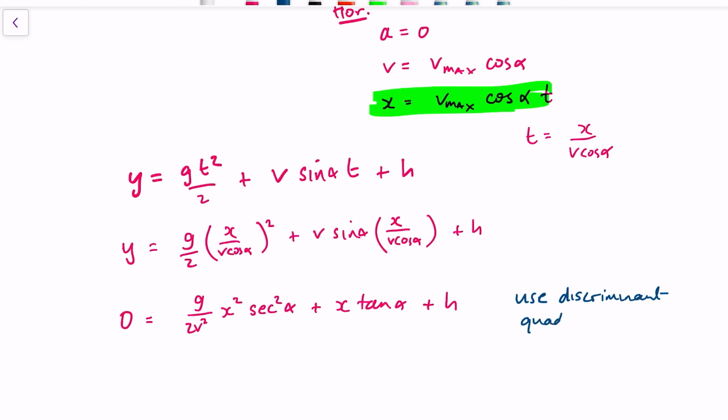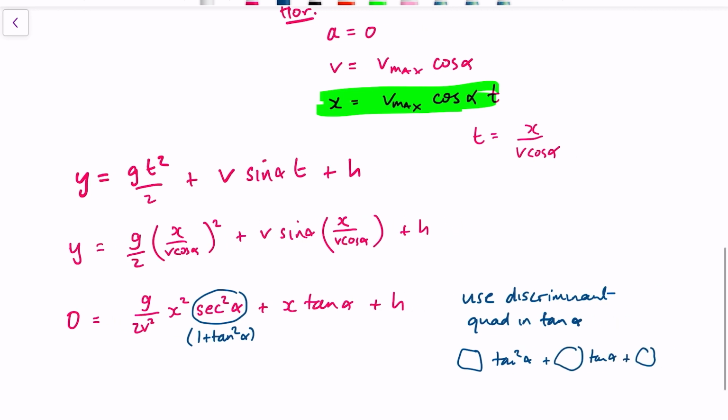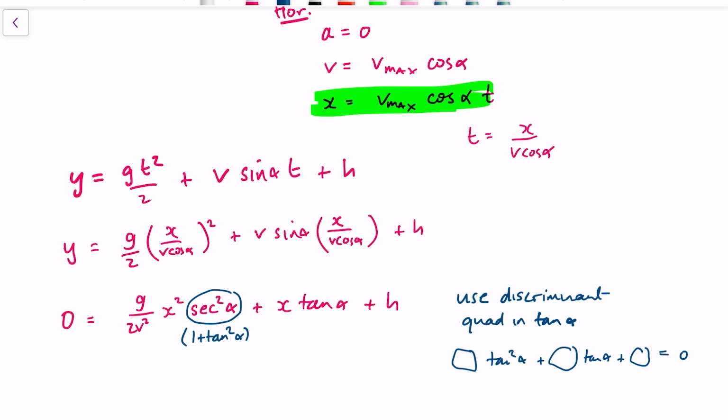It's a quadratic in tan of alpha, because we can replace the sec squared part with 1 plus tan squared, and then write it as something tan squared plus something tan plus something equals 0, and then use the discriminant. The discriminant needs to be greater than or equal to 0 for there to be a solution for this problem, and it turns out if you do that, the discriminant will have just x's in it, and you can solve that inequality to find the biggest value of x that's possible.